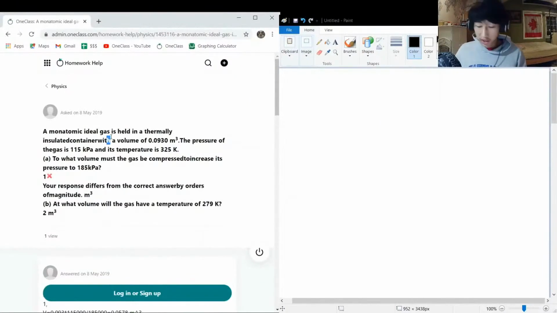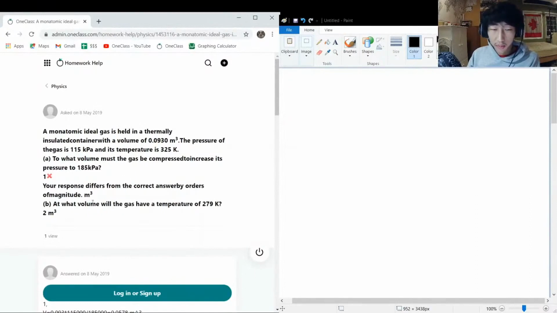Okay, so the next question that we got on the menu today is asking us: a monoatomic ideal gas is held in a thermally insulated container with a volume of almost 10% of a cubic meter. The pressure of the gas is 115 kilopascals and its temperature is 325 Kelvin. To what volume must the gas be compressed until we get its pressure up to 185? And we're going to assume that the temperature is constant.